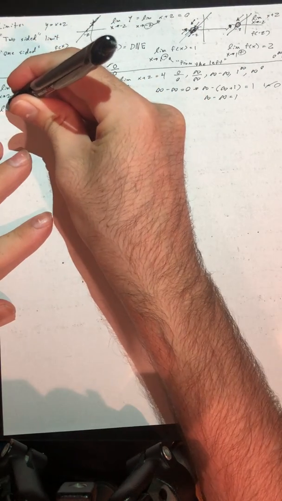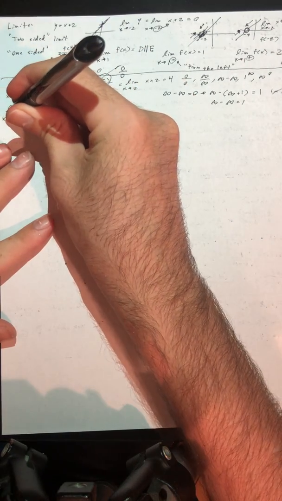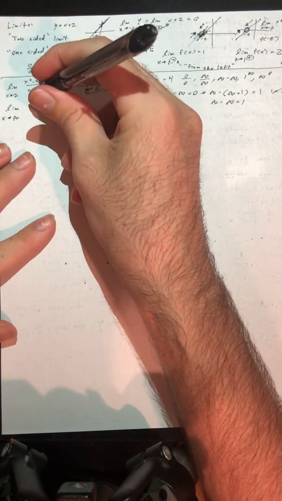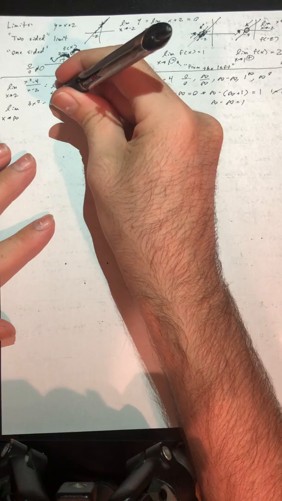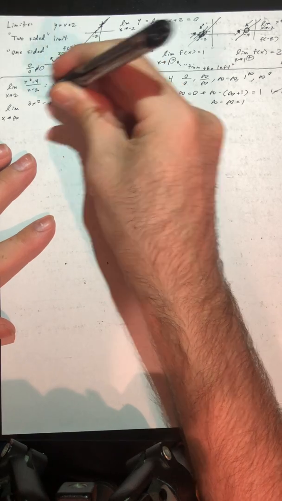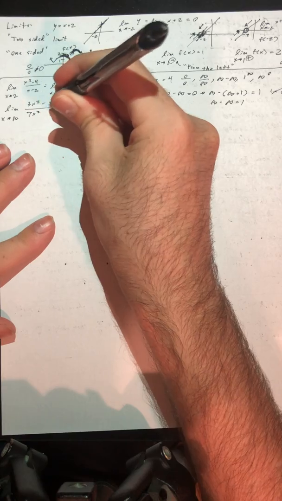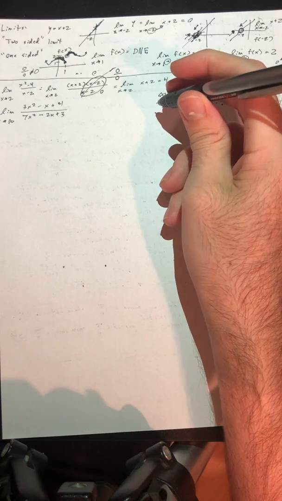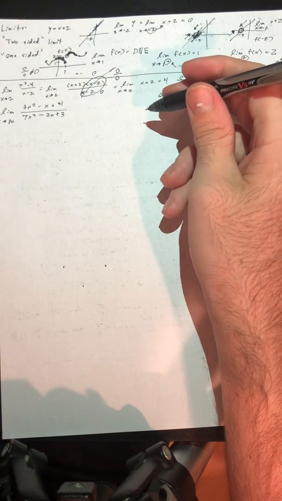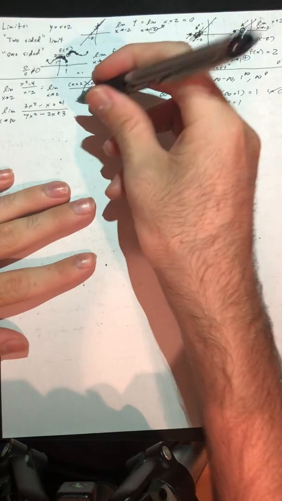Another thing I should note is that dealing with limits as they approach infinity is actually kind of nice. Let's say we have the limit as x approaches infinity of 3x squared minus x plus 4 over 7x squared minus 2x plus 3. You're thinking, what the heck? How do I deal with this? What do I do here?